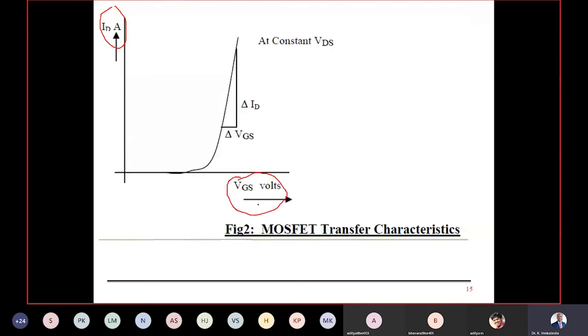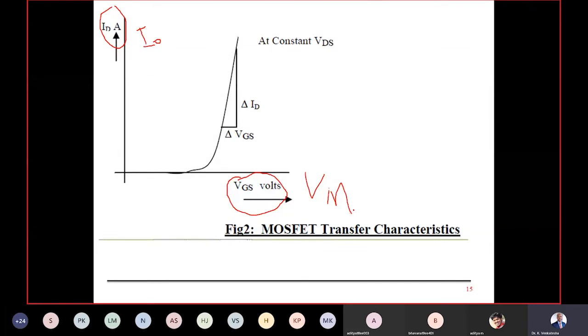That's why we say transmit, transfer: output to input or input to output. So ID is the output current, or I naught, and VGS is the input voltage. It's a plot of output parameter versus input parameter. That's why it's called transfer characteristics.